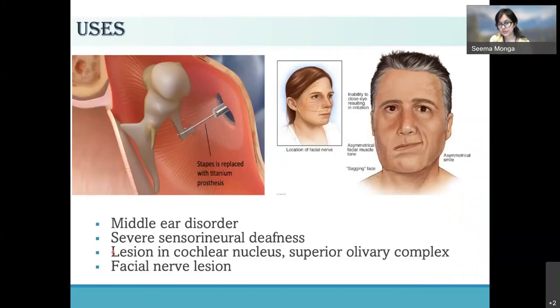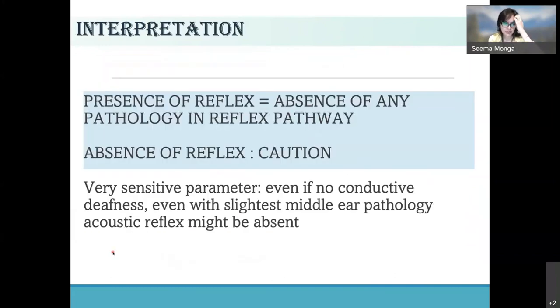So uses, what are the uses? To check the middle ear disorder, to check sensory hearing loss, to check the cochlear nucleus. So how do we interpret? Basically, if the acoustic reflex is present, there is absence of any pathology in the reflex pathway. So acoustic reflex present, that means it is almost normal. But if it is absent, it does not mean that the patient has hearing loss. It is a very sensitive parameter. Even if there is no conductive deafness, even with the slightest middle ear pathology, the acoustic reflex might be absent. But again, it does not mean that there is hearing loss.